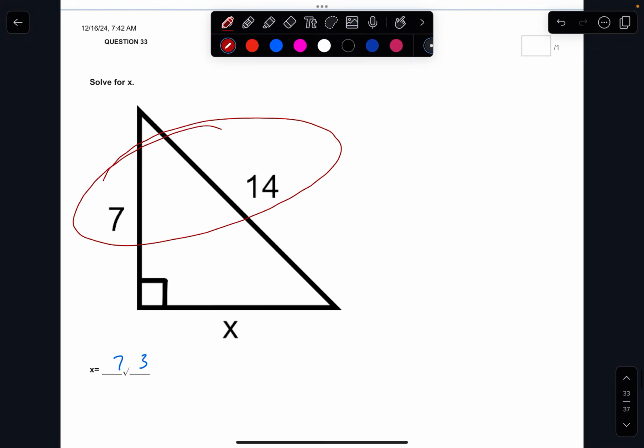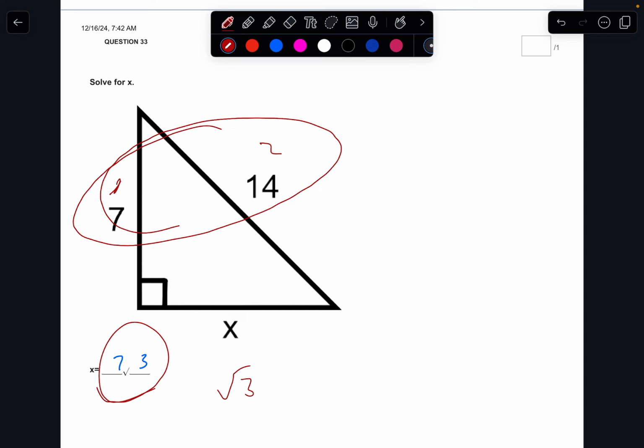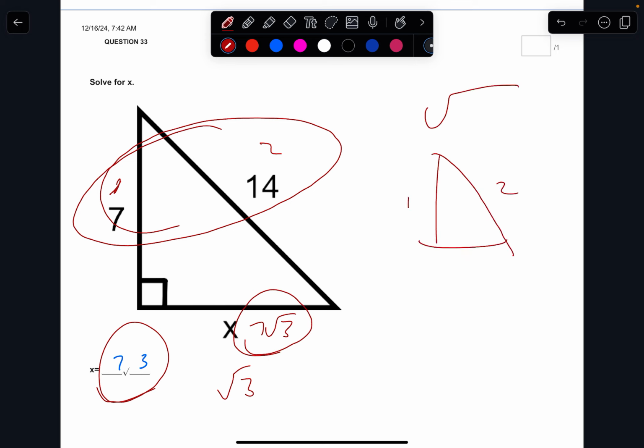We know this pattern. That's a pattern of 1 to 2. That means this has to be our root 3, so it has to be 7 root 3. That is a 30, 60, 90. If you see the pattern 1 to 2 from a leg to a hypotenuse, you need to recognize your 30, 60, 90 patterns. So this would have to be 7 root 3. I promise you, if you do a small version with 1 and 2, that'd be 2 squared minus 1 squared. It's the square root of 3. Multiply the 7 back in. I promise.